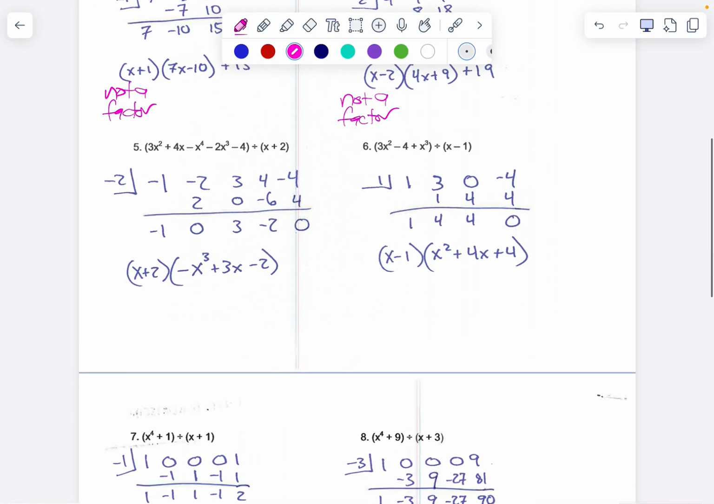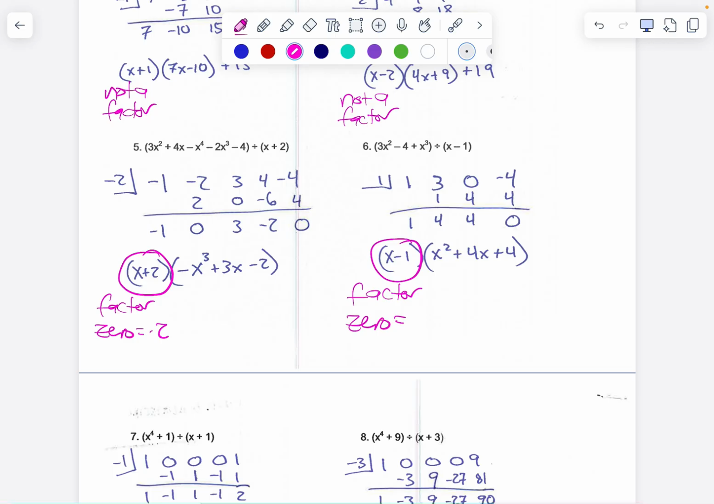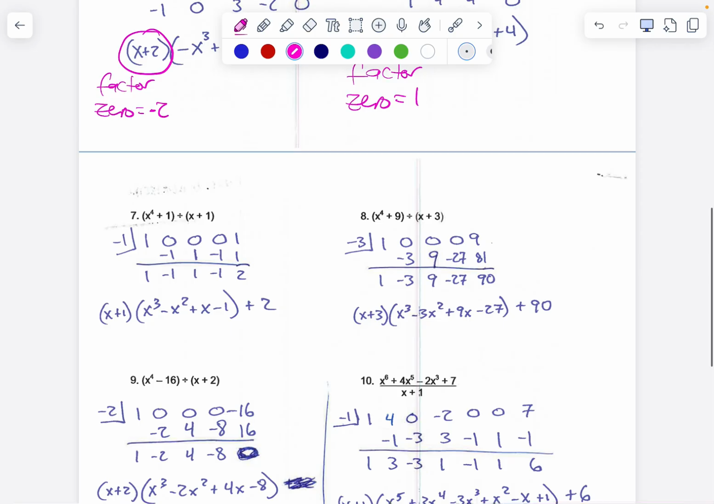All right, number 5, factor. What was the 0? Yep. Okay, x minus 1 in number 6, x minus 1 was a factor. And what was the 0? +1. Okay, how about 7? Not a factor.